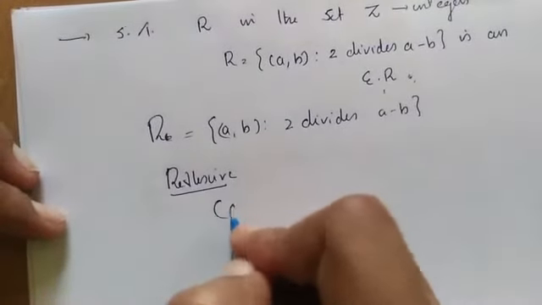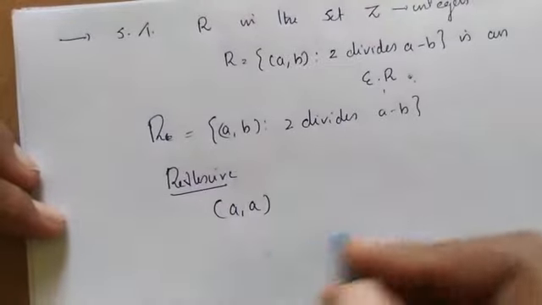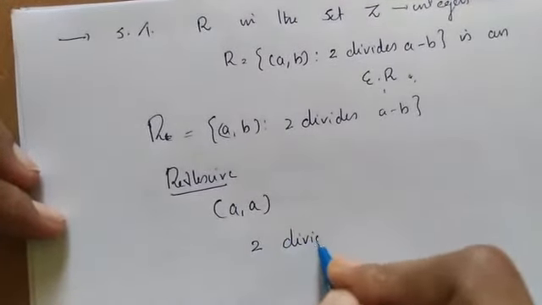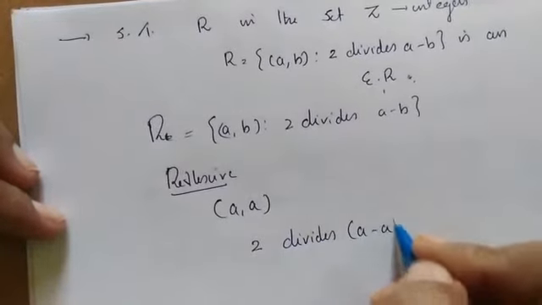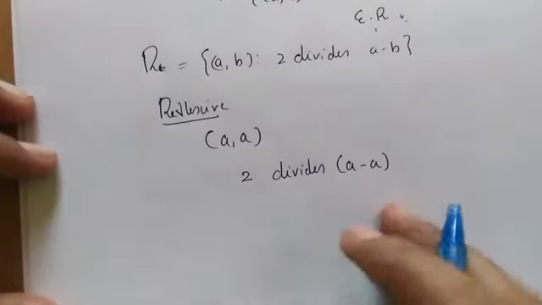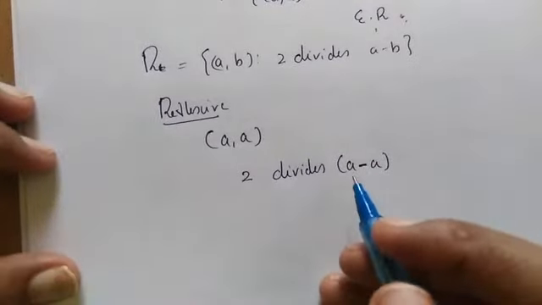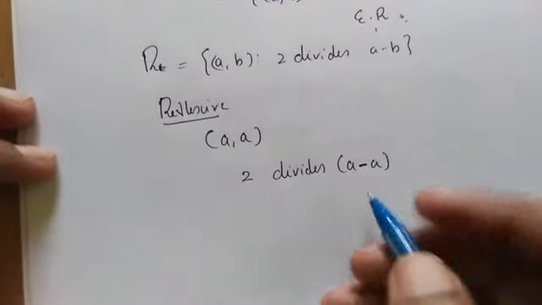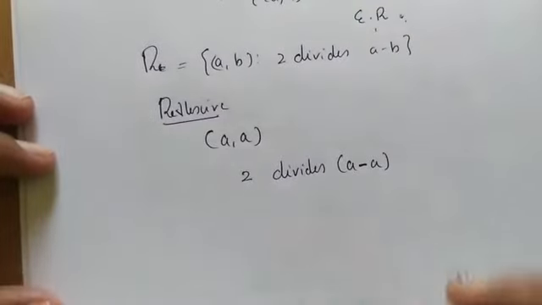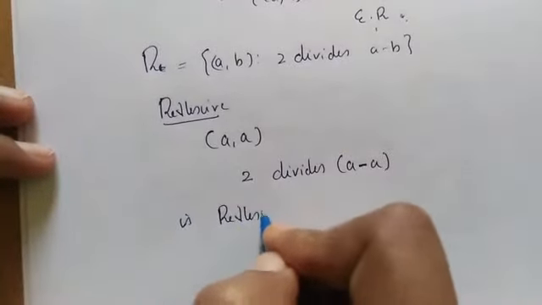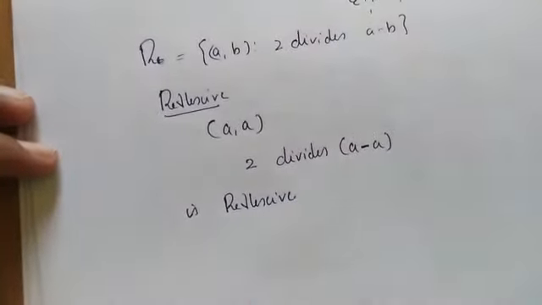For reflexive, set a comma a. That means 2 divides a minus a. That is the condition. Since a minus a is 0, it can be divided by 2. 0 can be divided by 2, and 0 is an element of the integers itself. So we can say that the relation is reflexive.